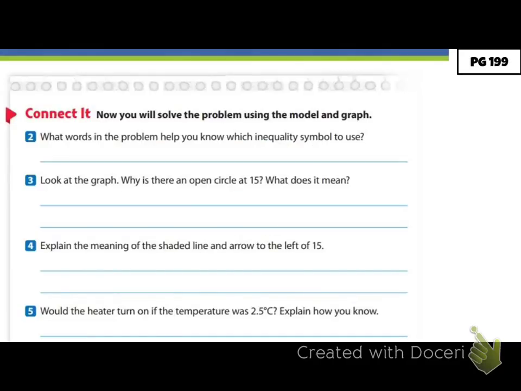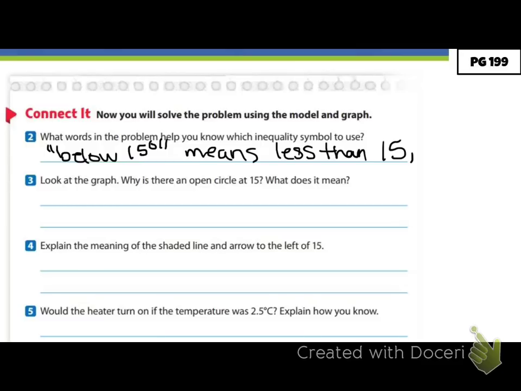So let's go through and answer some problems. Number 2, what words in the problem help you know which inequality symbol to use? Well, we can look back at our chart, but it shows that it was below 15. Okay, so that means that it has to be less than if it's below. And if we wrote that as an inequality, it would be x is less than 15, like it showed on the previous page.